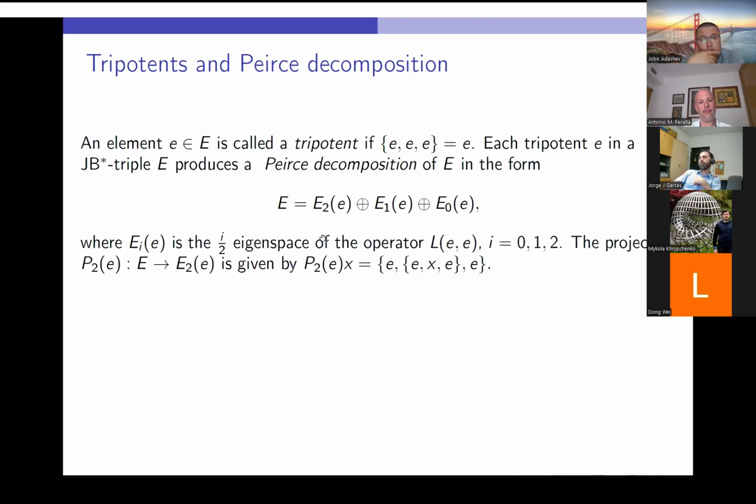And among the Pierce spaces, the Pierce two space is important. We shall see why. But let's just mention that we have a projection from the J-star triple into the Pierce two space, which is given by this formula. And of course, if A were to be a C-star algebra, then this would coincide with the formula for the Pierce two projection that we found so many slides ago.